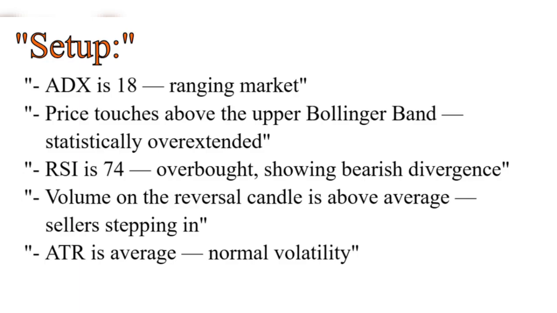Example 2, bearish mean reversion trade. Setup. ADX is 18, ranging market. Price touches above the upper Bollinger Band, statistically overextended. RSI is 74, overbought, showing bearish divergence. Volume on the reversal candle is above average, sellers stepping in. ATR is average, normal volatility.